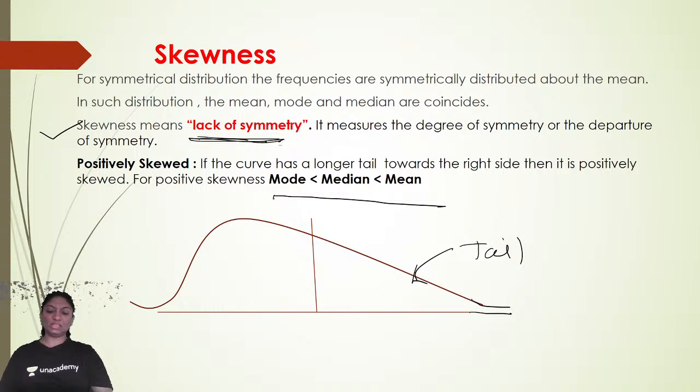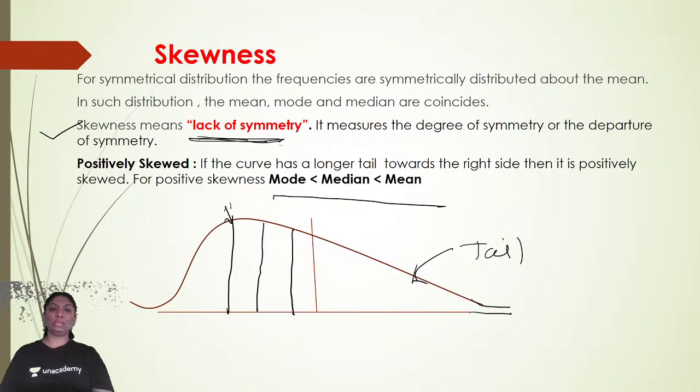Positively skewed means mode is less than median, and median is less than mean. So the mean is at the tail, mean, then median, and then mode. Suppose this is your mean, here is the median, and here is the mode. Mode is less than median and median is less than mean. This is your positively skewed distribution.